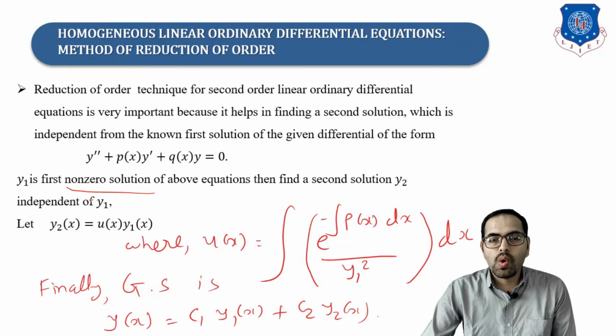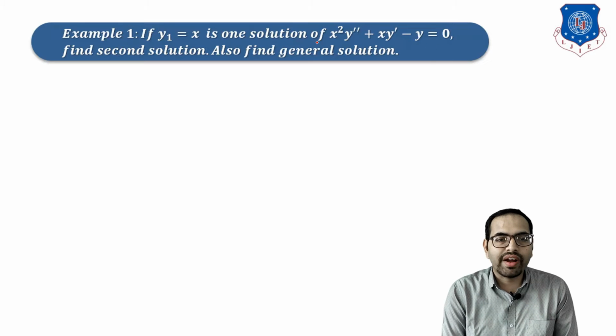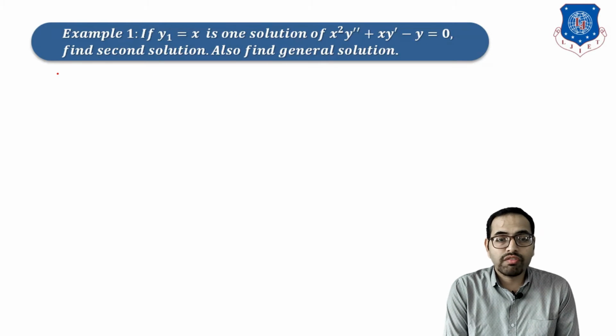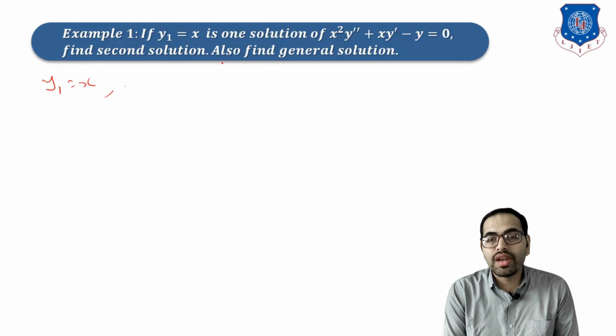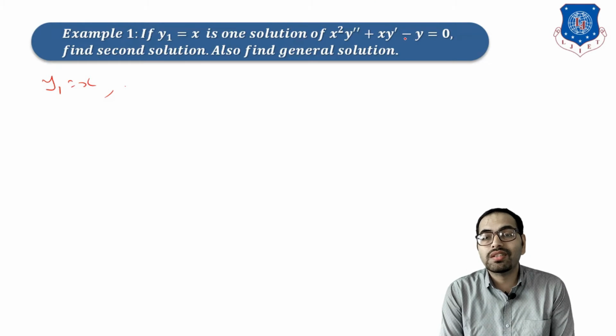Let's discuss one example. If y1 is equal to x is one solution of the given differential equation x square y double dash plus x y dash minus y equal to 0, find the second solution and also find the general solution. See here, the first solution which is given, y1, is equal to x. Now our differential equation is x square y double dash plus x y dash minus y equal to 0. Convert this differential equation to the standard form.